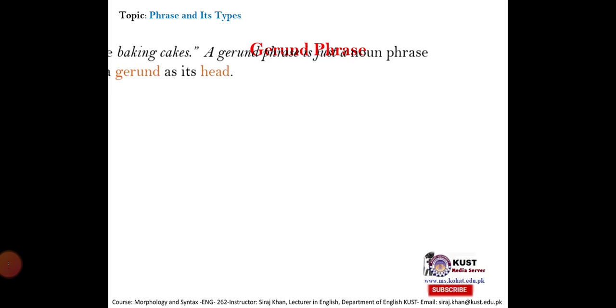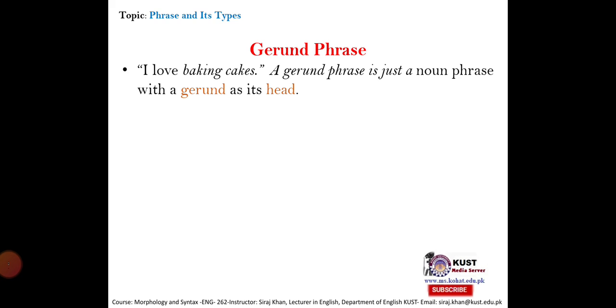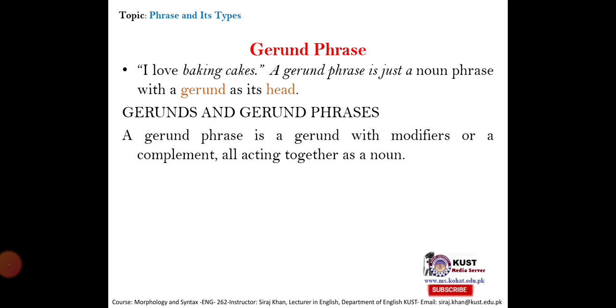Gerund phrase. First of all, we should know what a gerund is. A gerund is the present participle form of a verb that works as a noun. I love baking cakes. A gerund phrase is just a noun phrase with a gerund as its head. So the ing form of a verb that works as a noun in a sentence is a gerund. A gerund phrase is a gerund with modifiers or a complement all acting together as a noun.